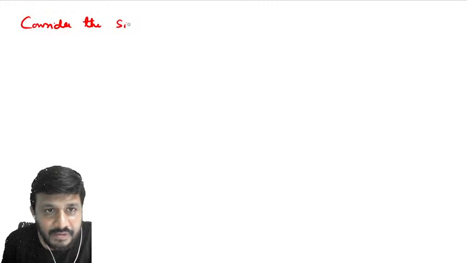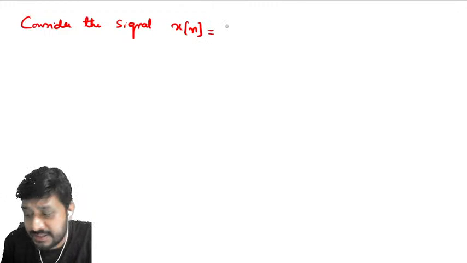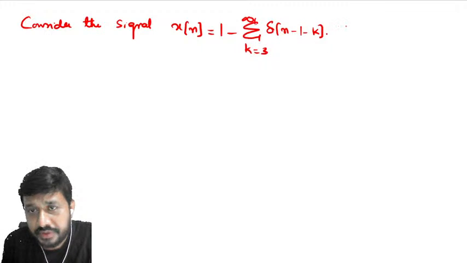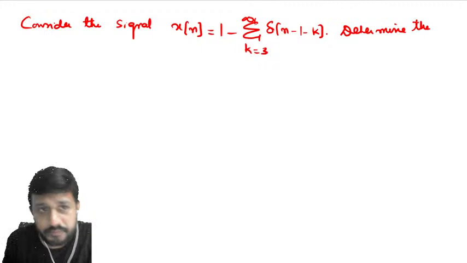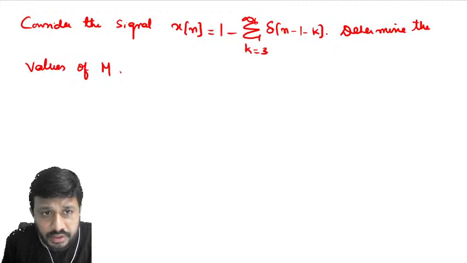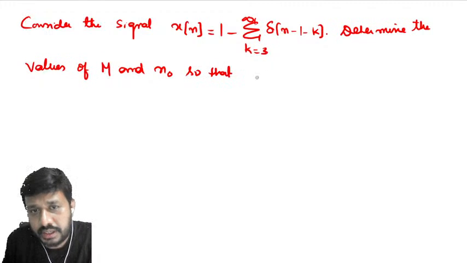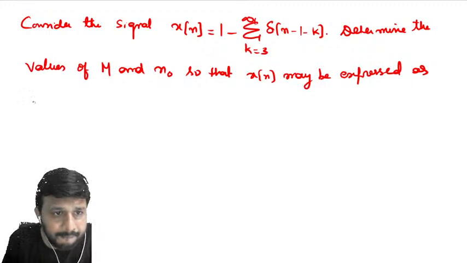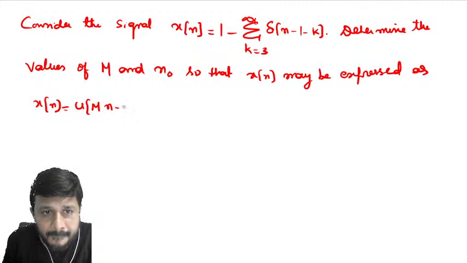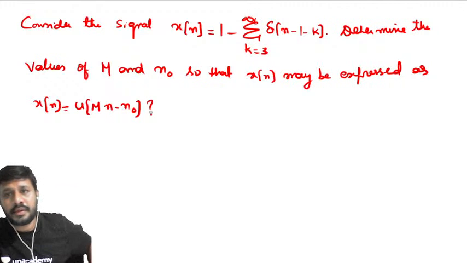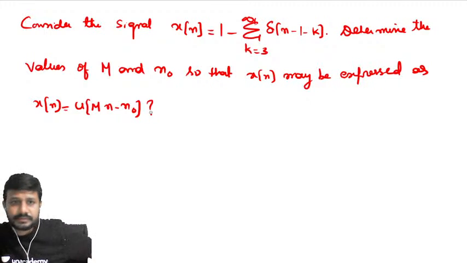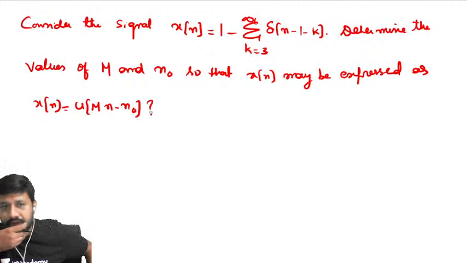Consider the signal x of n is equal to 1 minus summation k equals 3 to infinity of del of n minus 1 minus k. Only 10 seconds time for this one. Determine the values of m and n naught so that x of n may be given. Try to get the answers. What is the value of m and what is the value of n naught, my dear students? Only 10 seconds time. You know everything here. I want m, I want n naught.